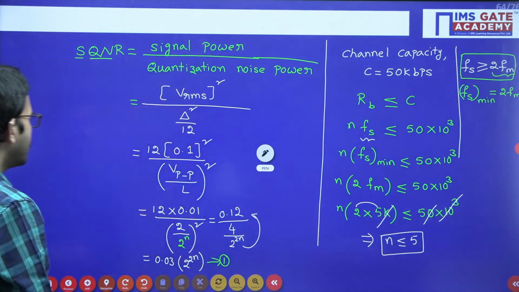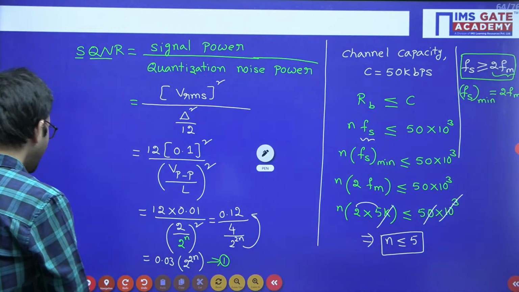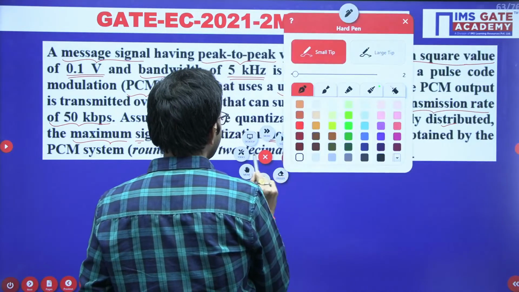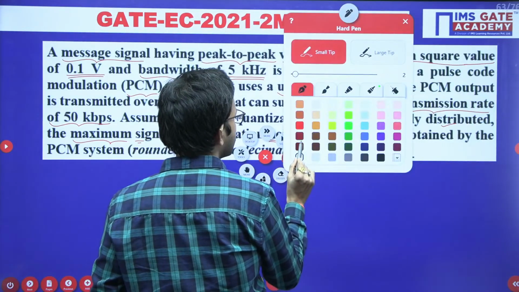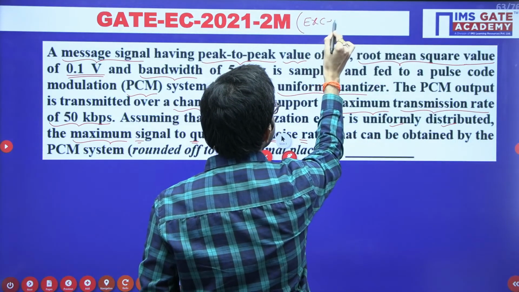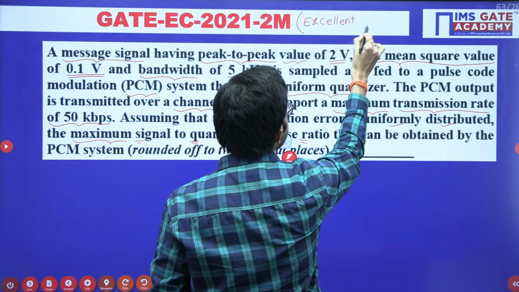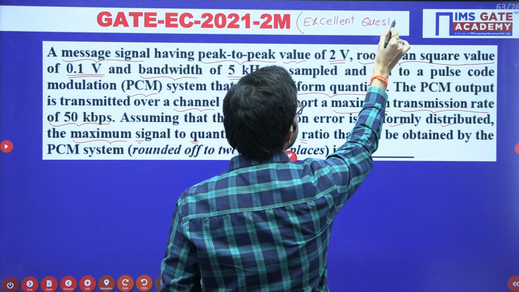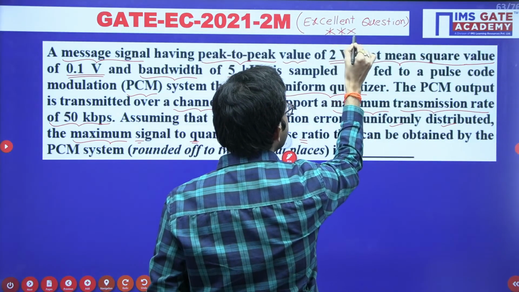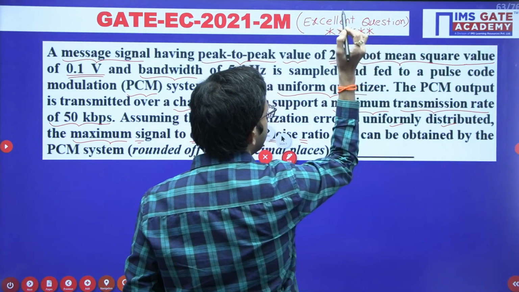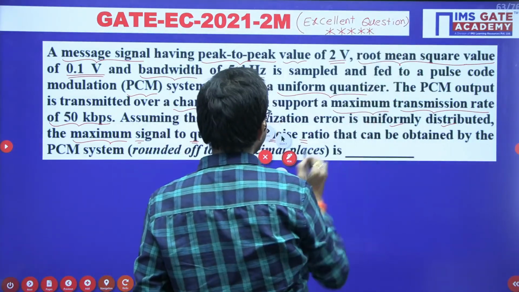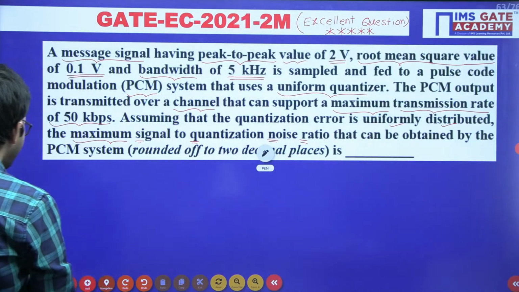If you want, you can put a star mark for this question. This is a very excellent question. You can mention this is a very good question. You can put the star marks for this question. I am putting a 5-star rating. This is an excellent question, right?